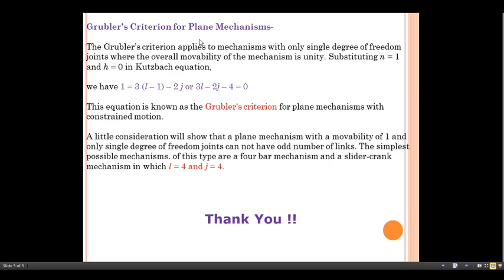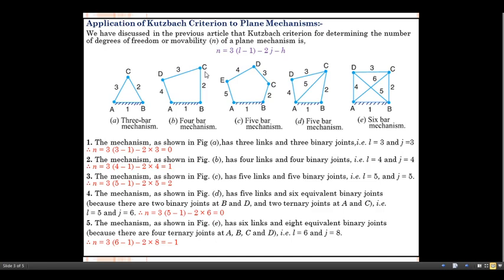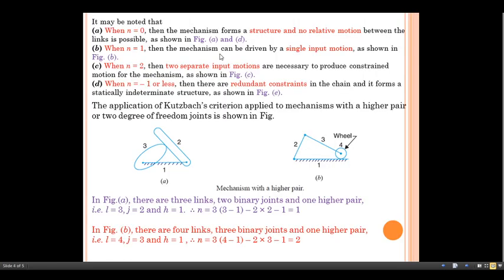Now see Grubler's criterion for plane mechanisms. Grubler's criterion applies to mechanisms with only single degree of freedom joints, where the overall movability of the mechanism is unity. Now substituting the value of n equals 1 and h equals 0 in Kutzbach's equation. This is applicable only when the degree of freedom equals 1, so we substitute n as 1 and h equals 0. What do we get here? 3 into L minus 1, minus 2j, equals 1.